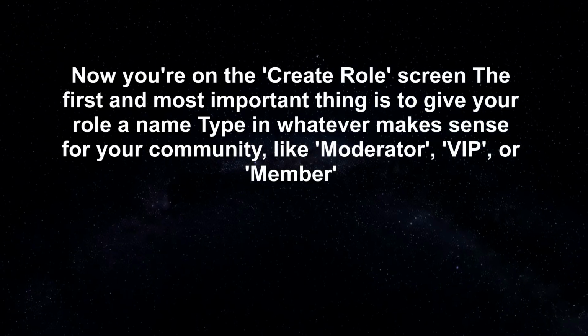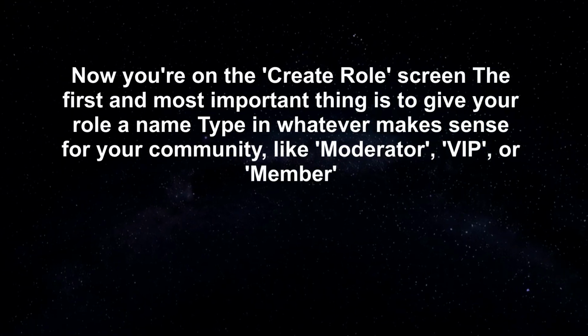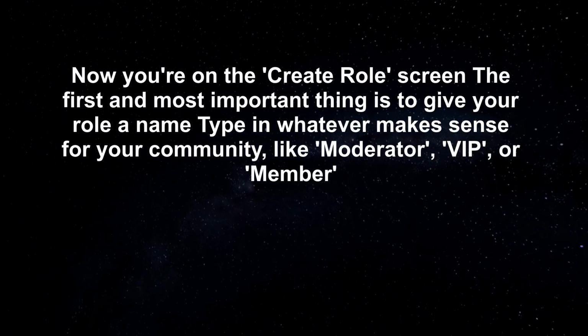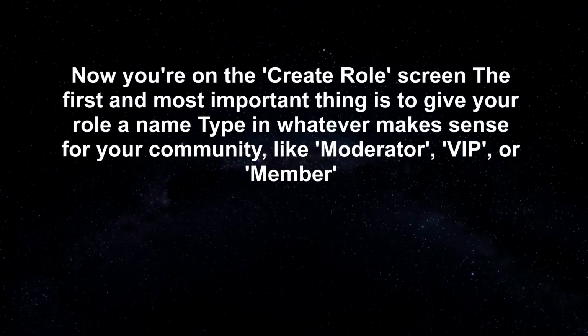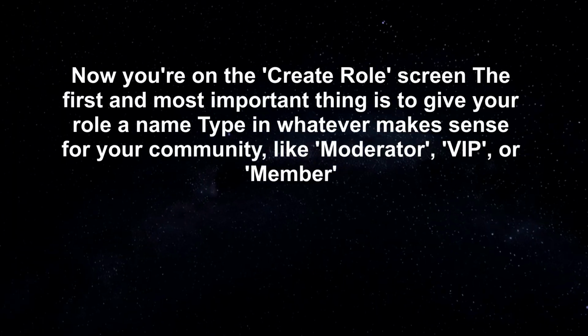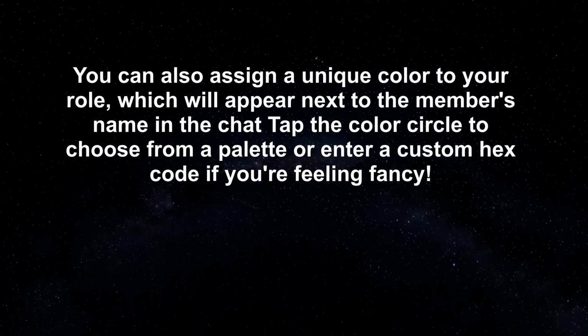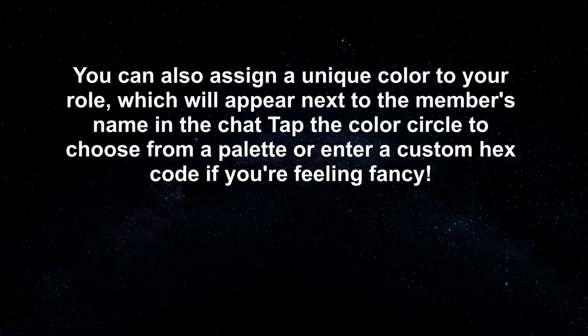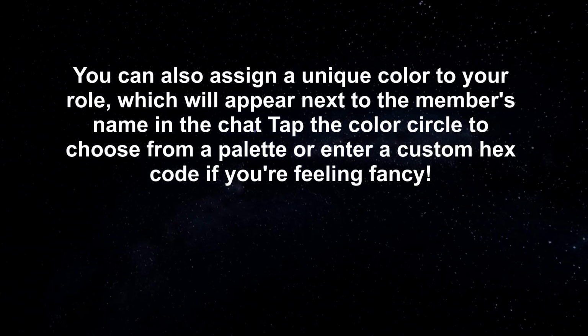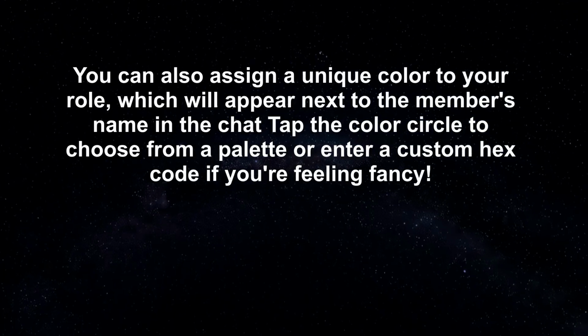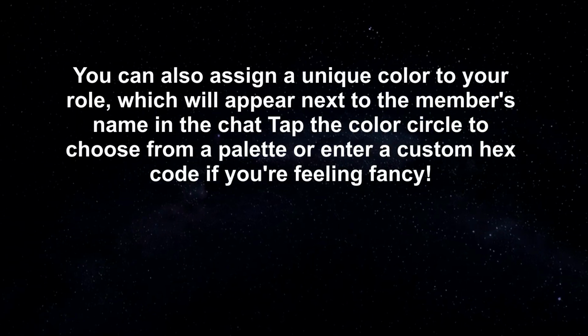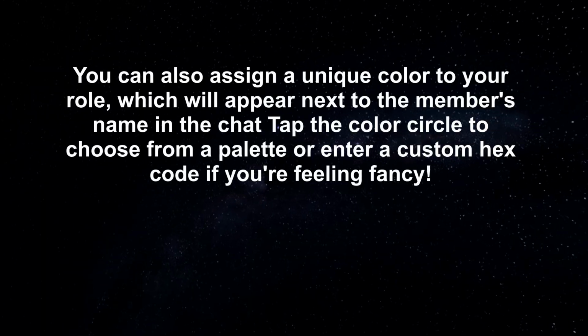Now you're on the Create Role screen. The first and most important thing is to give your role a name. Type in whatever makes sense for your community, like moderator, VIP, or member. You can also assign a unique color to your role, which will appear next to the member's name in the chat. Tap the color circle to choose from a palette, or enter a custom hex code if you're feeling fancy.